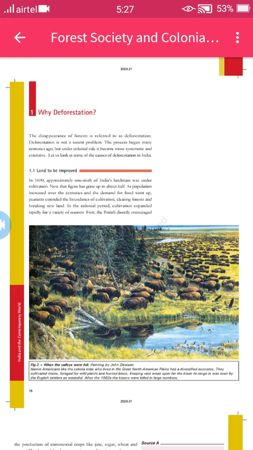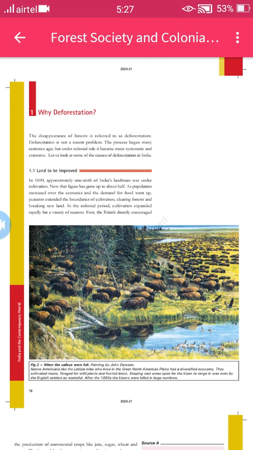So clearing the forest, taking new lands, breaking up new lands, and converting that land, modifying it for cultivation. So when we take the example of the colonial period, cultivation extended for a variety of reasons. Which are those reasons?